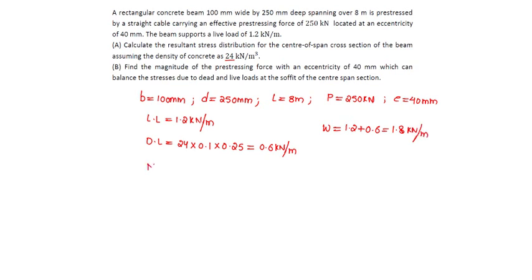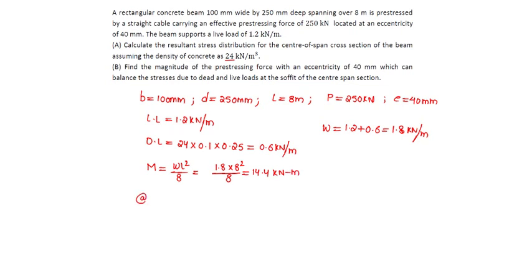Due to the load, bending moment at the midspan will be equal to WL square by 8, which is equal to W is 1.8 into L is 8 meters, so 8 square by 8, which is 14.4 kilonewton meter.